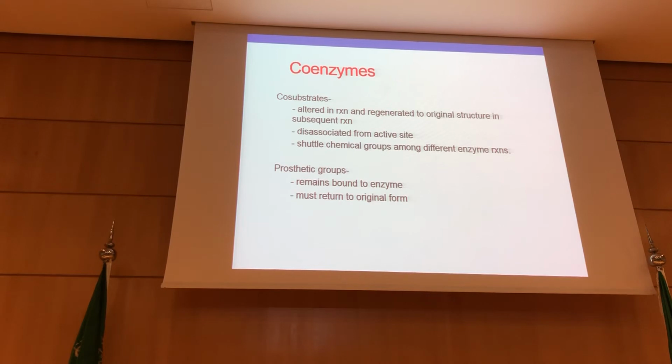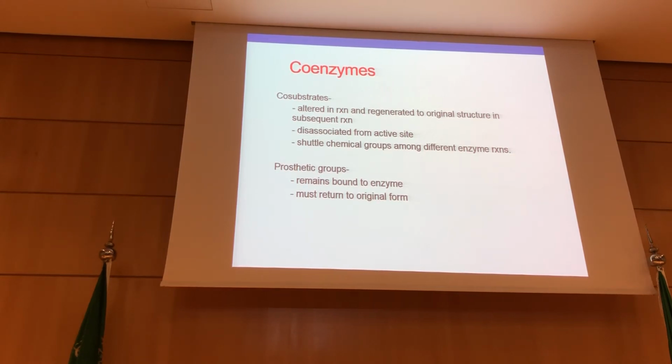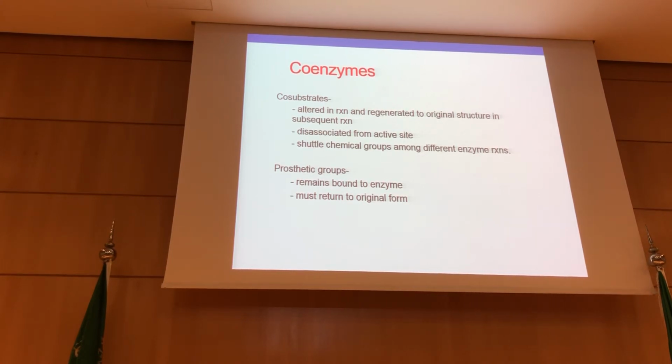It's reduced. Now we need to oxidize FADH2. We use NAD plus in the subsequent reaction to reoxidize FADH2 to FAD. So that's why a co-substrate can be changed during a reaction, but it should be transformed to its original form again in the subsequent reaction. So FAD is an example of this.